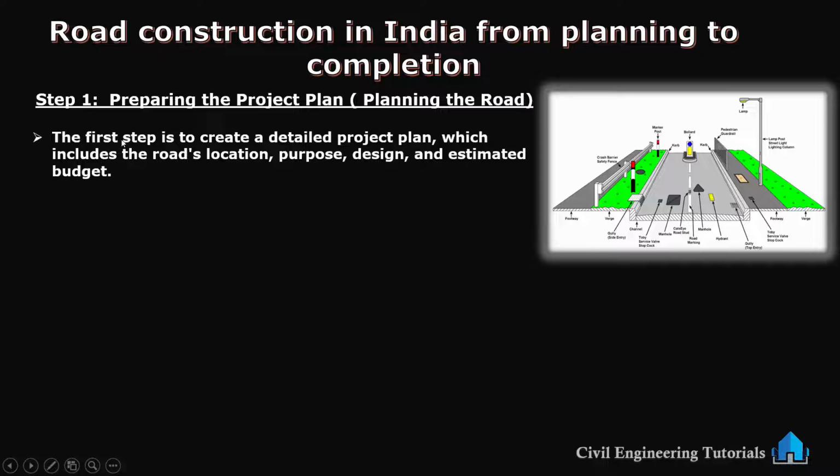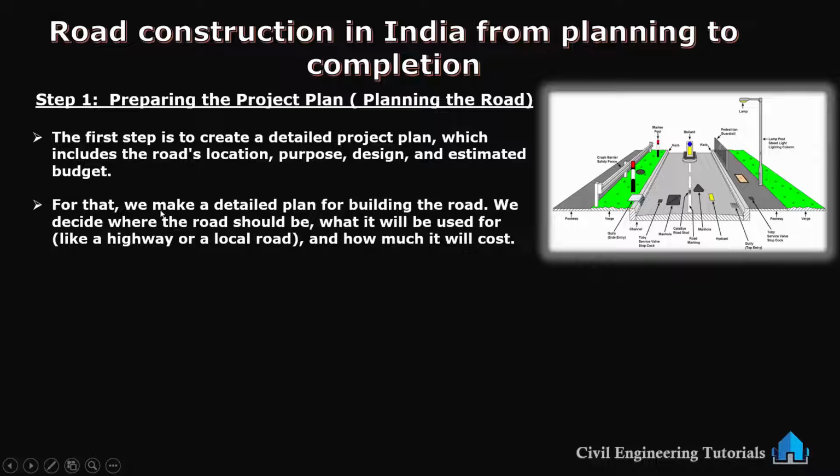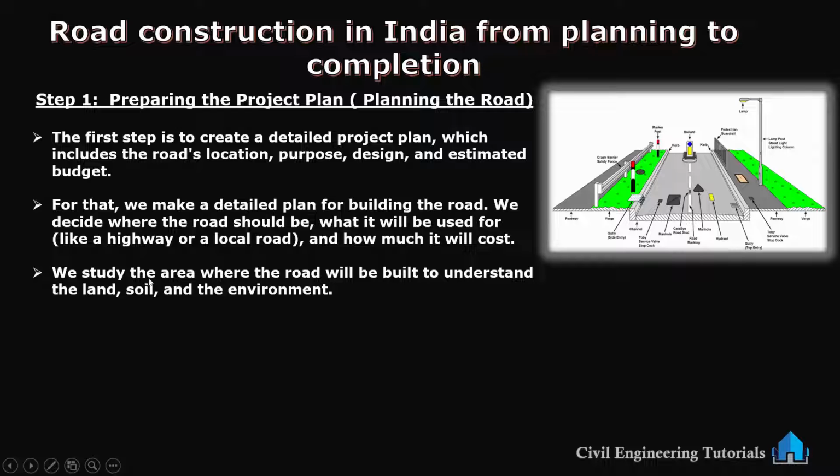The first step is to create a detailed project plan which includes the road's location, purpose, design and estimated budget. For that, we make a detailed plan for building the road. We decide where the road should be, what it will be used for, like highway or local road, and how much it will cost. We study the area where the road will be built to understand the land, soil and the environment.